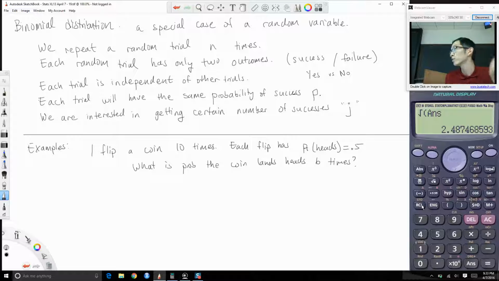This would be a binomial distribution problem. We're repeating a random trial, flipping a coin n times. Each random trial has only 2 outcomes. You can either get heads or not heads, which we generally say is tails. Every coin flip doesn't depend on the other coin flips. They're independent, so every coin flip has a probability of 0.5 of getting heads, and we want to know the probability that after 10 coin flips it has landed heads 6 times. So in our case we would say n is 10, p is 0.5, and j is 6.